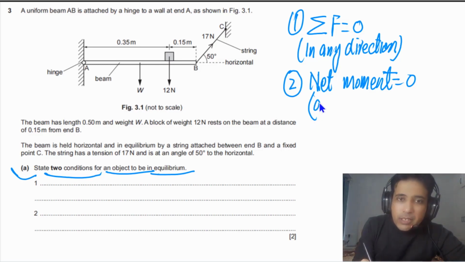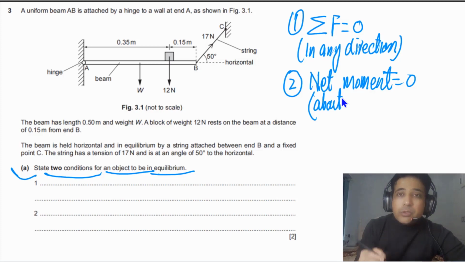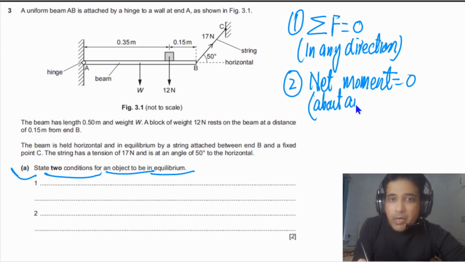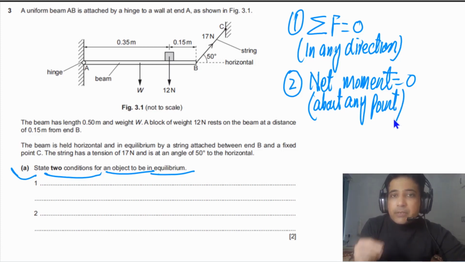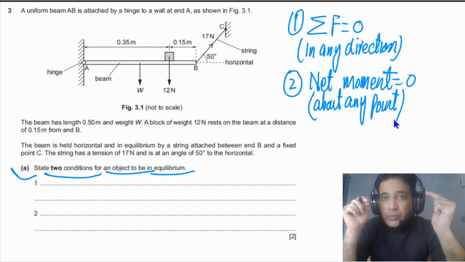So we can say about any point. I mean if you choose any point and you take the net moment about that point, the sum of clockwise moments has to be equal to the sum of counterclockwise moments. So we can say about any point. So it's very important to understand the full concept. Not only if you remember net force is equal to 0, net moment is equal to 0, that is not a complete answer. So you need to remember resultant force in any direction has to be 0, net moment about any point has to be 0.